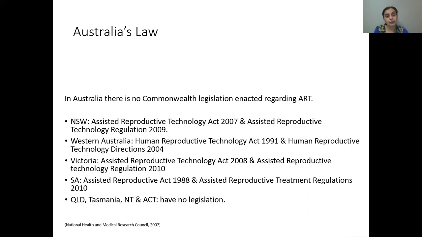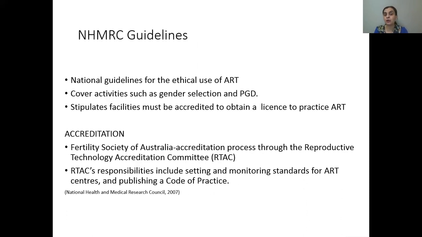Now, in Australia, we don't have any Commonwealth legislation regarding assisted reproductive technology. The New South Wales specific legislation that we talk about is the Assisted Reproductive Technology Act of 2007 and the Assisted Reproductive Technology Regulation of 2009. And that's specifically what I'd like to talk to you about today.